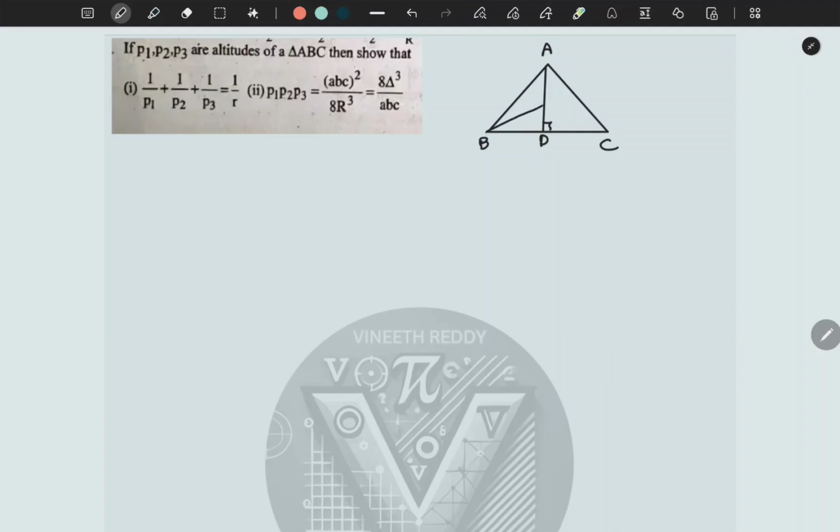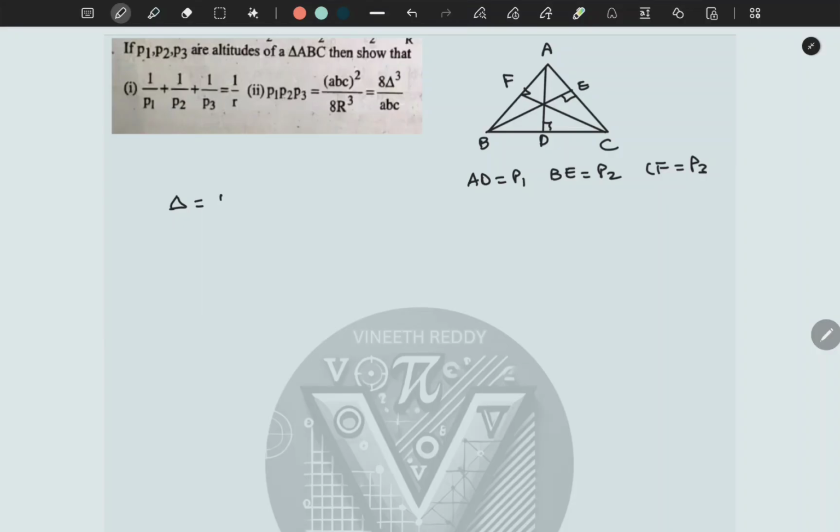Now let us say AD is one altitude, BE is another altitude, and CF is another altitude. So it is given that AD is equal to P1, BE is equal to P2, CF is equal to P3. Is that clear, dear students? Yes. So what is he asking?